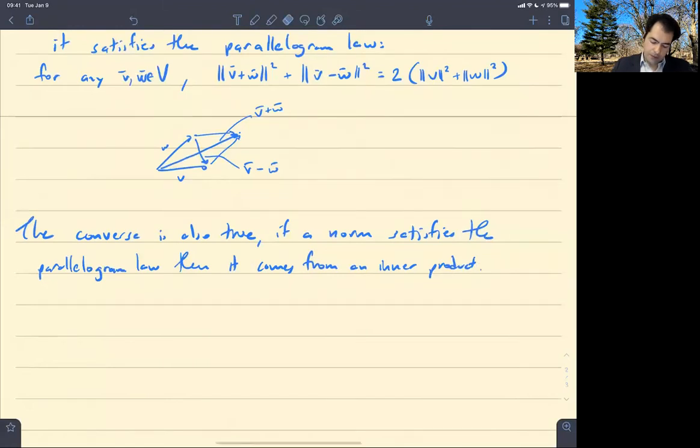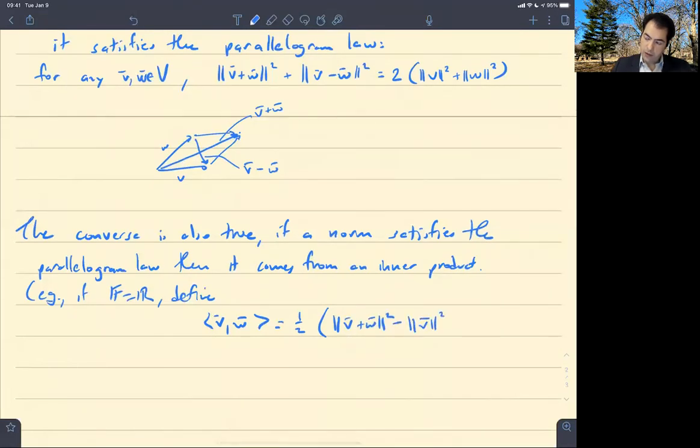For example, if the field is the real numbers, then you can define the inner product of two vectors to be 1/2 the norm of v plus w squared minus norm of v squared minus norm of w squared.